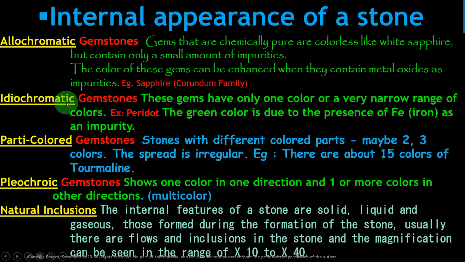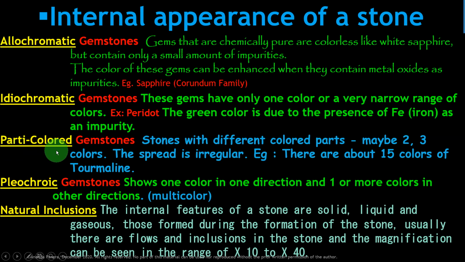What is idiochromatic? Idiochromatic gemstones have only one color or a very narrow range of colors. Example, peridot. Peridot's green color is due to the presence of iron. This iron is an impurity. If it is clean, no color, that means white. Now you can understand allochromatic and idiochromatic.